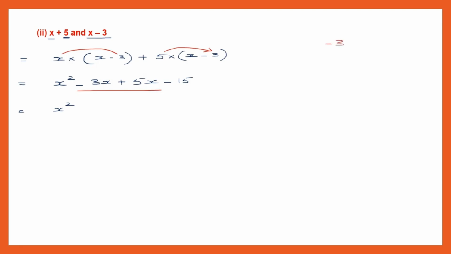So minus 3x plus 5x. Look at only the numbers and the sign. Here we have a minus sign and here we have a plus sign. When signs are different, put the sign of the bigger number and subtract 5 minus 3. 5 minus 3 is 2, and then we write x. So we have plus 2x. So here we have plus 2x and we write minus 15 as it is. So what is our answer? x square plus 2x minus 15.